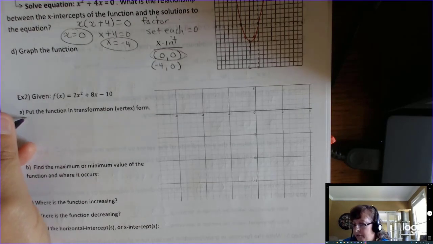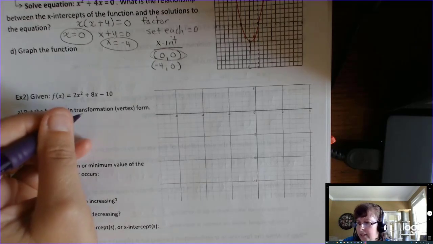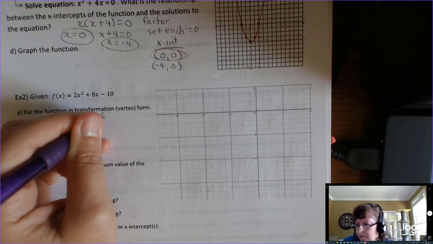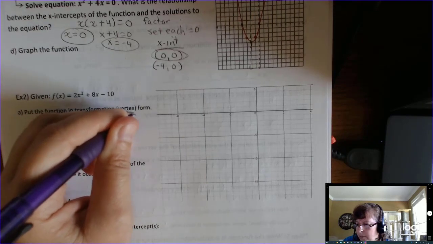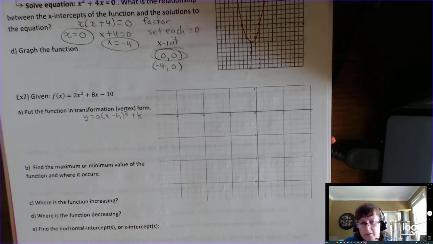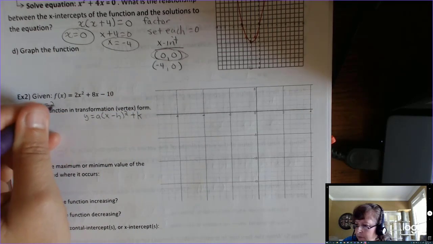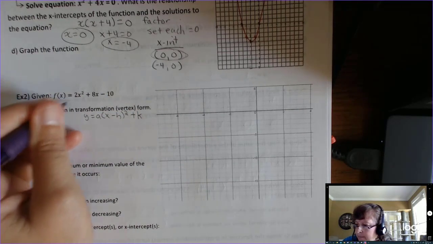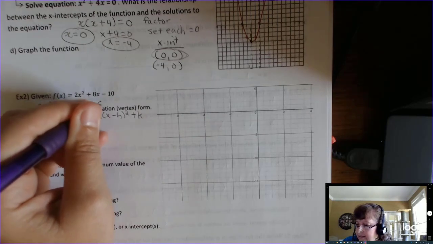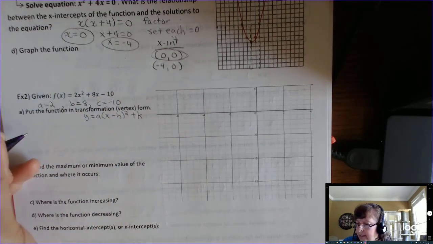Alright, A, put the function in transformation vertex form. Let's let the algebra talk to us. What is transformation form? I write that down. I've got that memorized. That reminds me what to do. I need A. Well, A is 2. So I have that. B is 8. C is negative 10. So I have A.